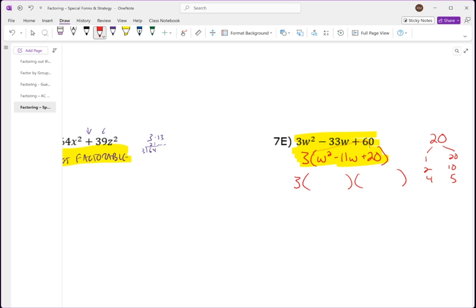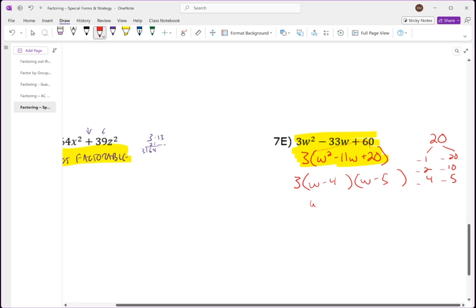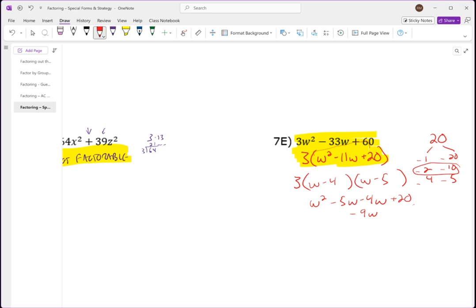So if I look at that, I don't think any of these work, right? I need them both to be negative also, right? But if I make this w minus 4 and w minus 5, if I check it, I'm going to have the right number here, but this is going to be minus 9w. This would be minus 12w. So realistically, I don't think I can factor beyond this point. If this had ended up being a 9 in the middle or a 12, then I could factor, but I can't factor any further. So just taking out the common factor is all I can do.